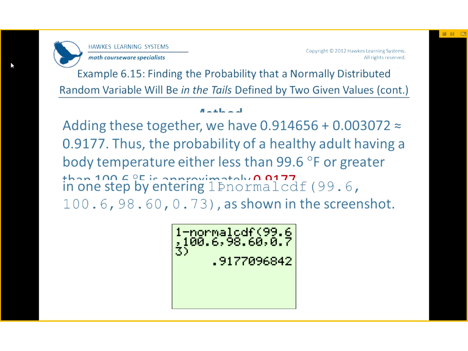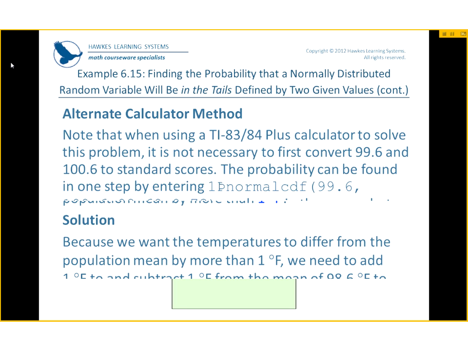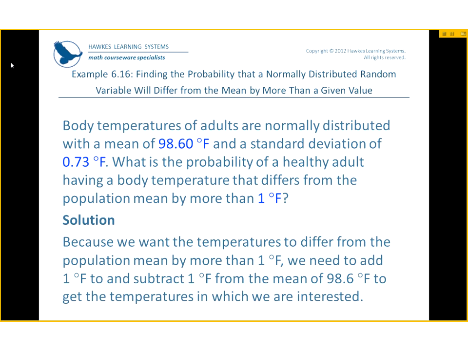Or you could do 1 minus the normal CDF, do your first value, then your next value, then your mean and your standard deviation, and it gives you the same thing. To me, that's easier. So just find the way that works for you. All right, so let's do this.